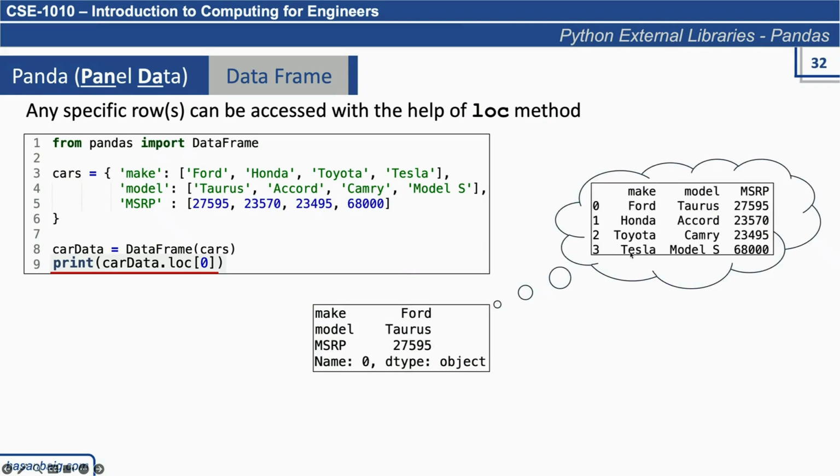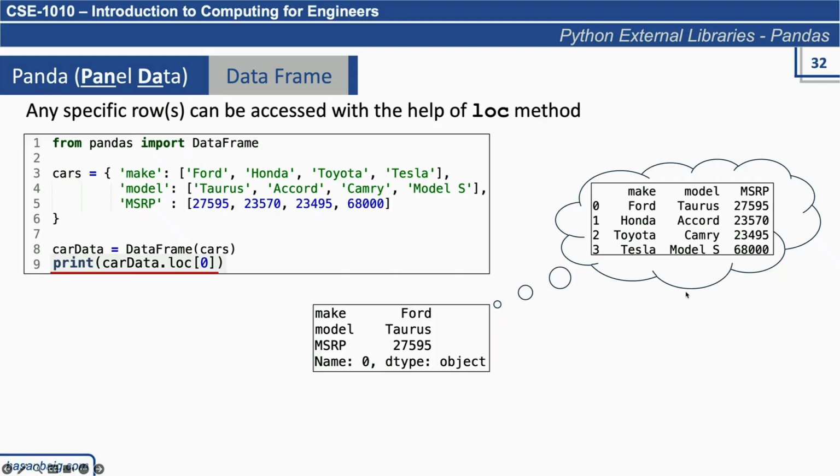Recall this is how the data frame was organized. When I print the data frame directly, this is how the data is organized. Make is the entire column, model is the entire column, and MSRP. When I specify loc 0, it will print the entire row: Ford, Taurus, and 27595. So make sure that you understand this in order to prepare for the exam.